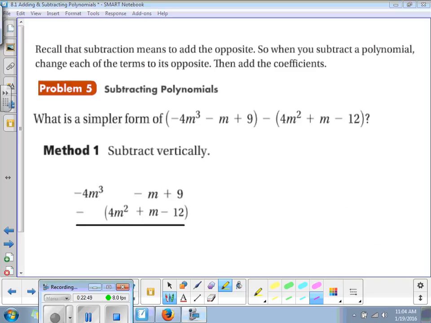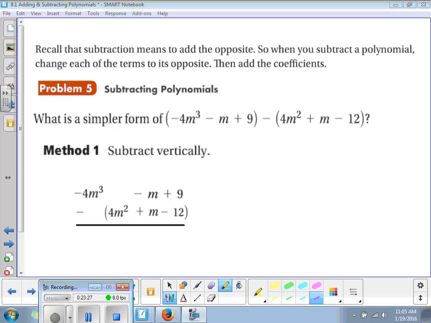So problem 5, we are subtracting polynomials, okay? Recall that subtraction means to add the opposite, right? Add the opposite. So that's leave it, change it, right? Remember the keep, change that you guys did? It's just adding the opposite, okay? So when we subtract the polynomials, we're going to add the opposite of everything inside the parentheses, okay? So in essence, we're just doing a distributing, right?